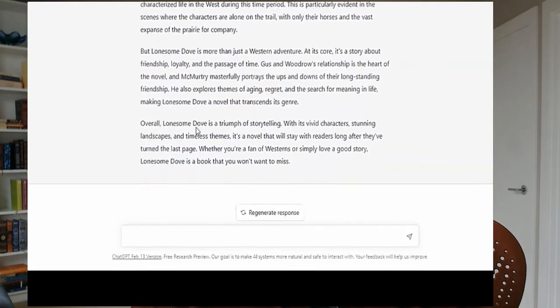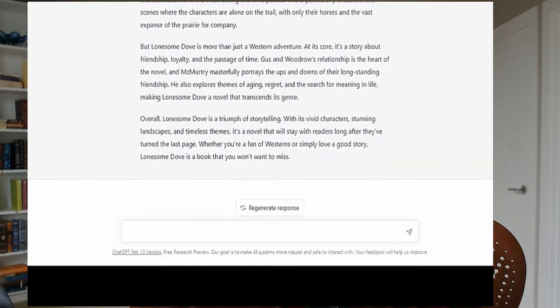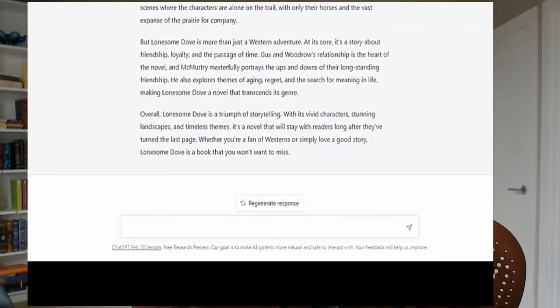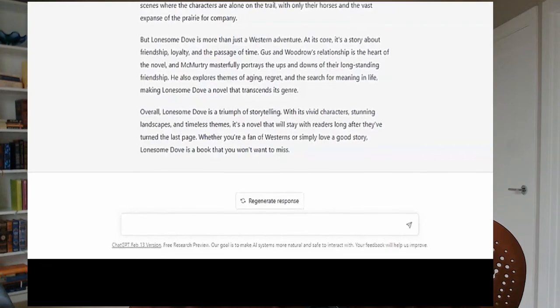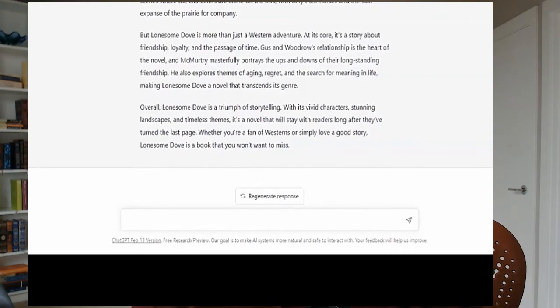Overall, Lonesome Dove is a triumph of storytelling with its vivid characters, stunning landscapes, and timeless themes. It's a novel that will stay with readers long after they have turned the last page. Whether you're a fan of Westerns or simply love a good story, Lonesome Dove is a book that you won't want to miss.